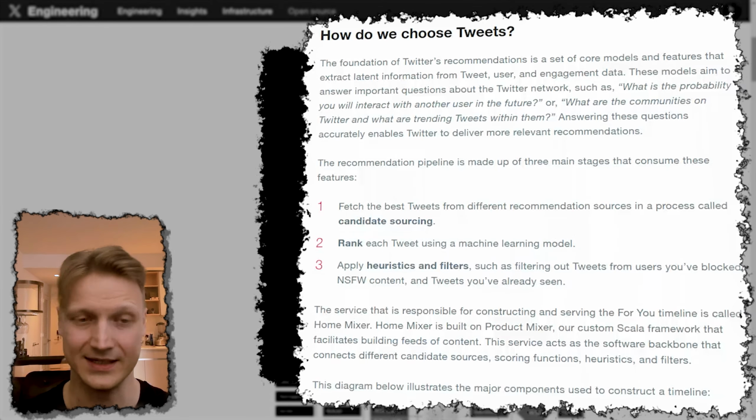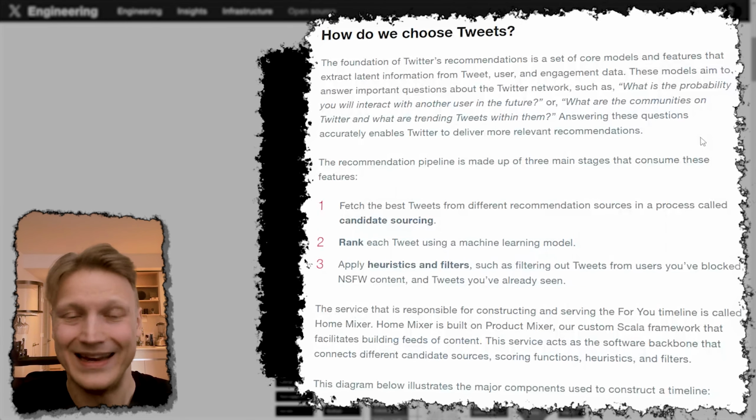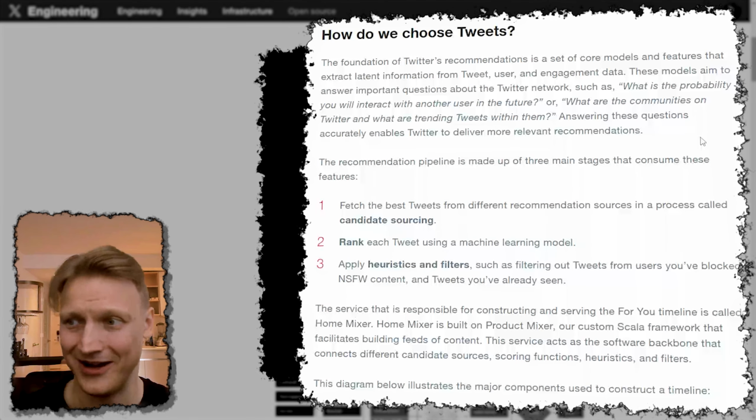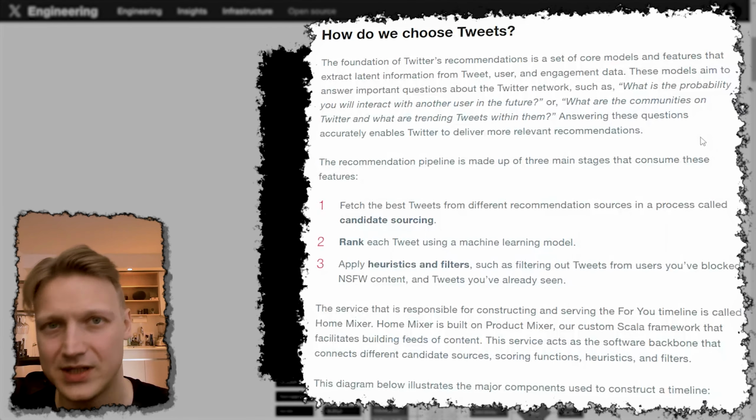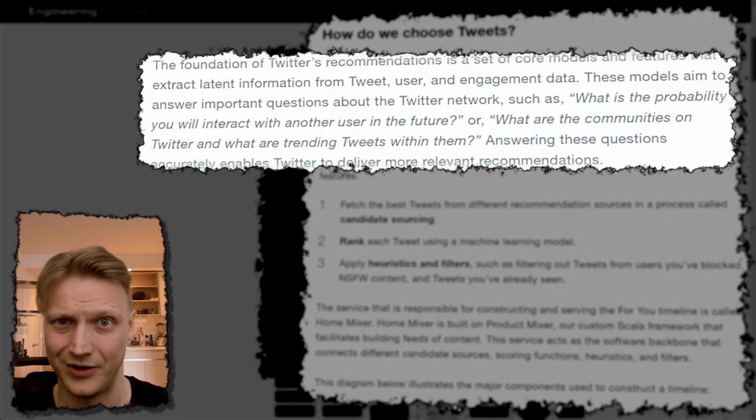Back in the days, they were aiming to answer the two most important questions that were relevant to virtually any social network, to be honest. So the first is, what is the probability of a user interacting with another user in the future based on some historical data?